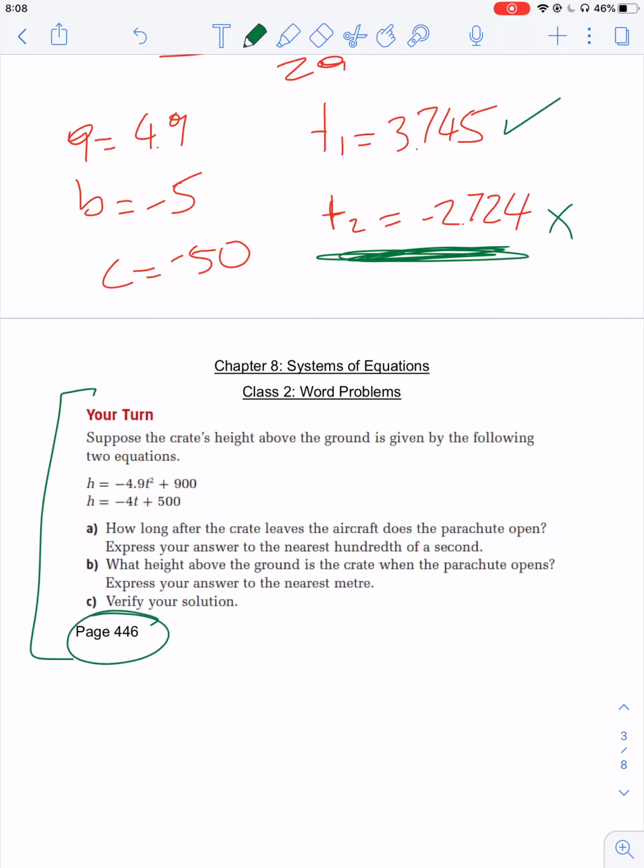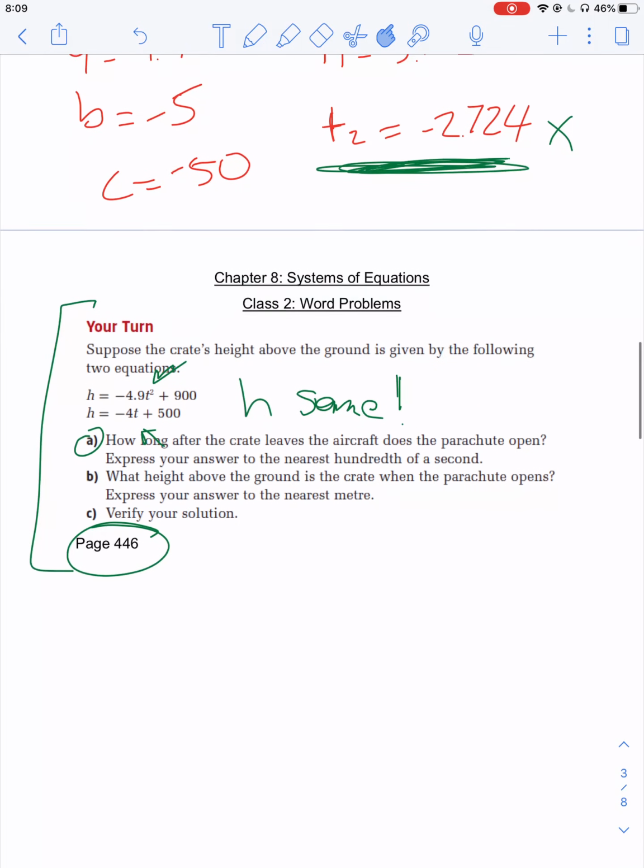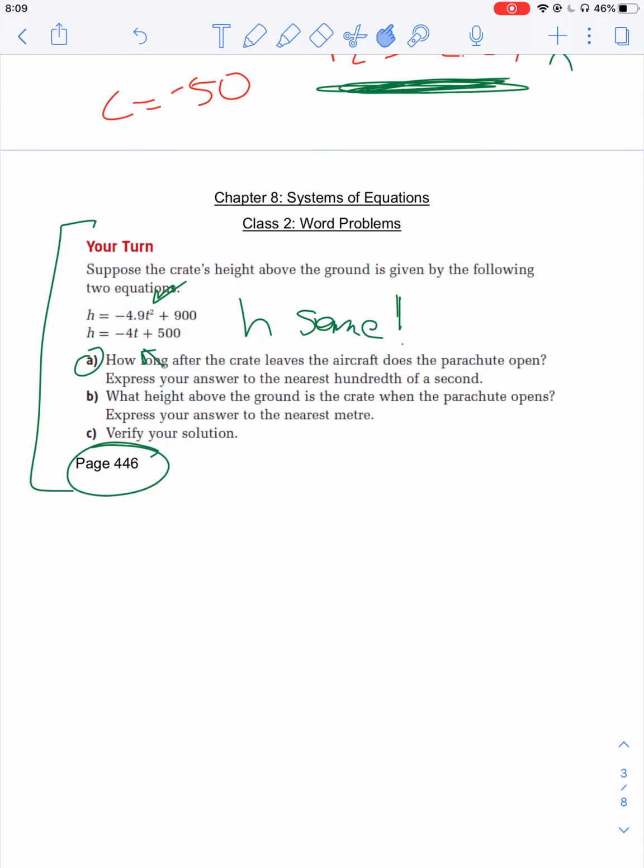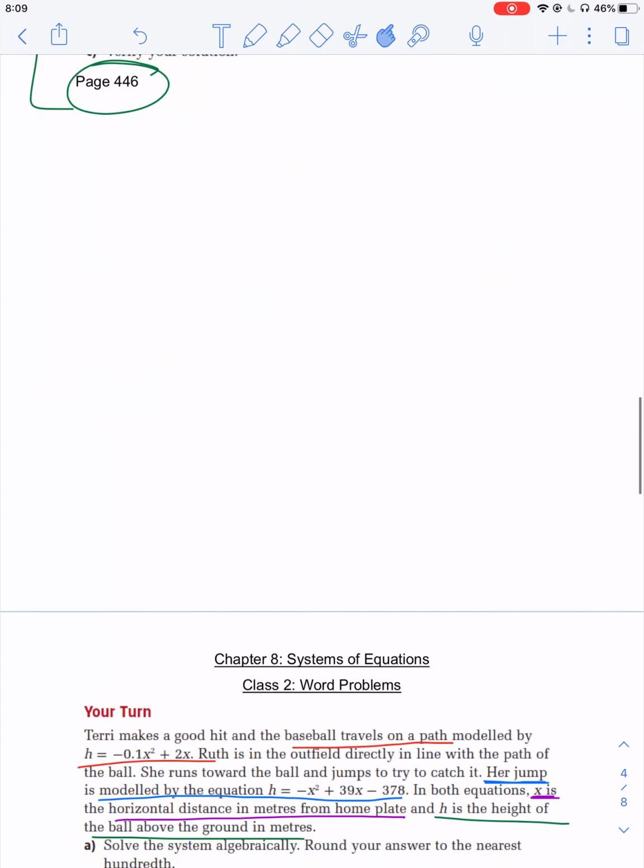And here's one way to check that you've done this correctly. Once you find the t-value for question A, plug the t-value into this equation and into the other equation. Both of them should give you the same h value. h has to be the same, and if it is, then you've done this correctly. That's basically what verify your solution means, and make sure you're rejecting one of them because of the context. I don't really have to do this for you because you can check this by yourself.